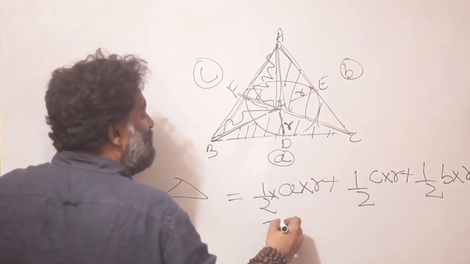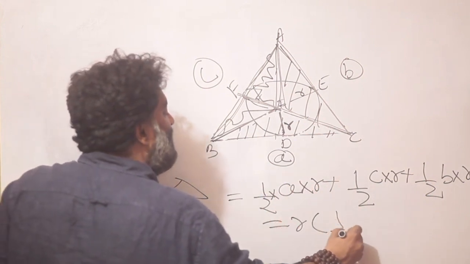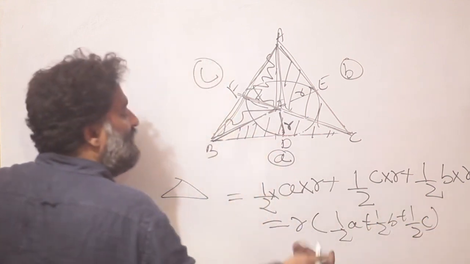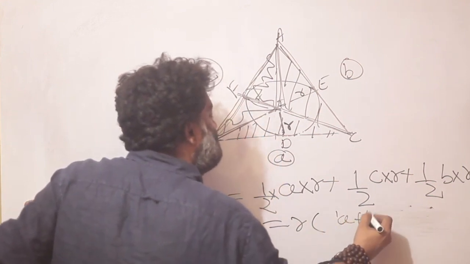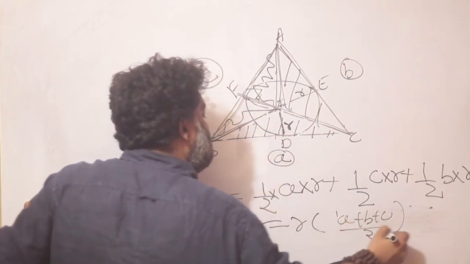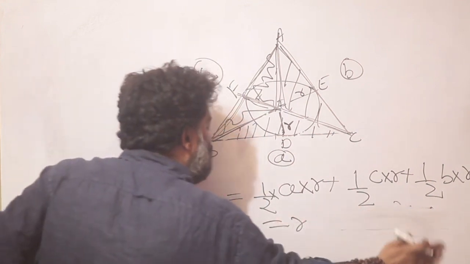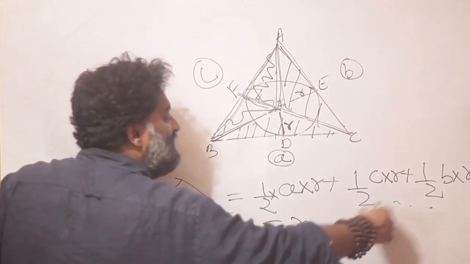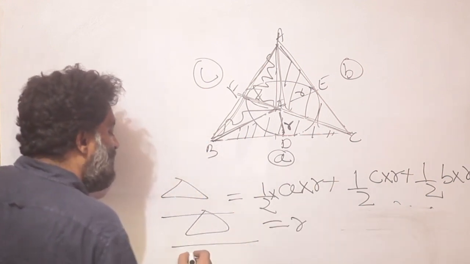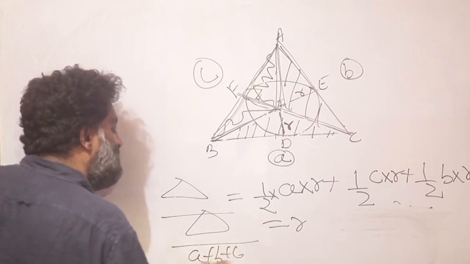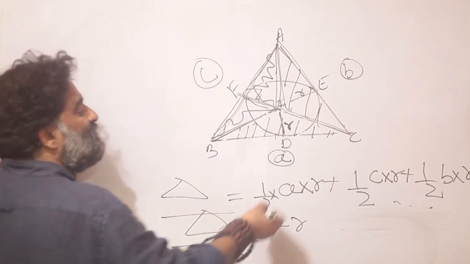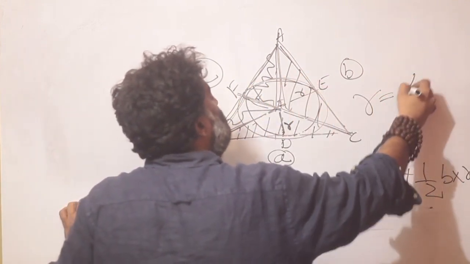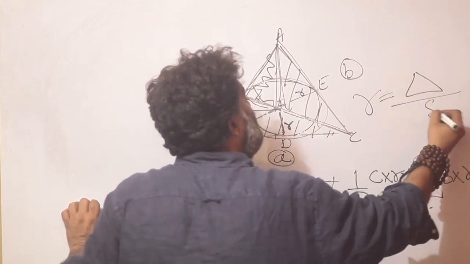And now take R common. So I'll be left with half of A plus half of B plus half of C. Rewrite this as A plus B plus C by 2. And now move this here below the area of the triangle, because area of the triangle was equal to R into that expression. So R is equal to area divided by (A plus B plus C) by 2. And hence proven that the radius of the incircle is also equal to the area divided by the semi-perimeter.